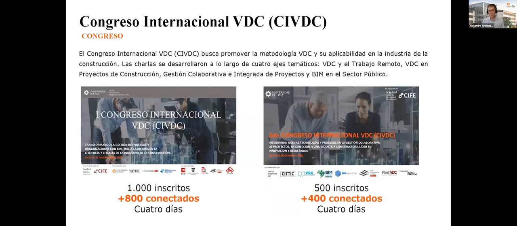También organizamos desde la segunda edición del programa VDC, congresos internacionales relacionados a la metodología VDC. El primer congreso fue en el año de 2020, el segundo congreso en 2021, y por favor que se queden atentos al próximo congreso que también será este año y antecederá a nuestra cuarta edición del programa VDC.